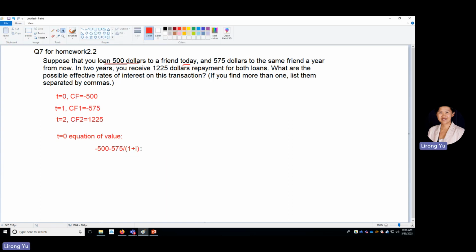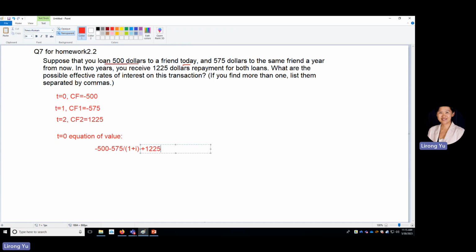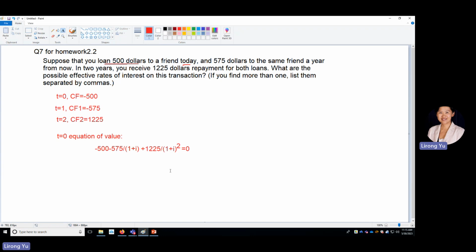And now the cash flow at time 2 is 1225. That's the value at time 2, but at time 0 it should have a lower value. So this has to be discounted by 1 plus I, where I is the one we're trying to solve, the implied interest rate by the cash flow, and that has a power of 2, and this is equal to 0. So the total present value of the negative cash flow should equal the total present value of the positive cash flow. If you move all these to the other side, they'll be equal to each other.